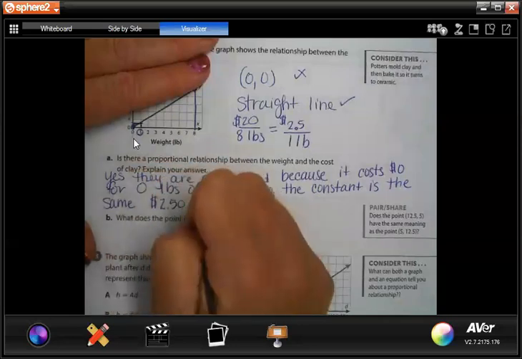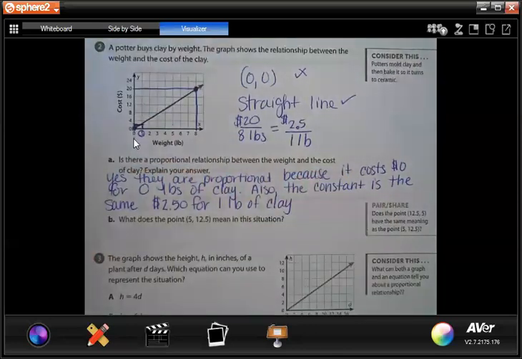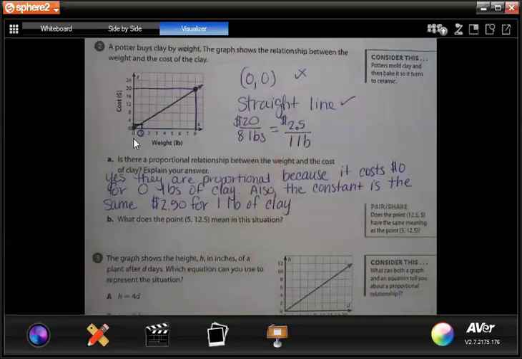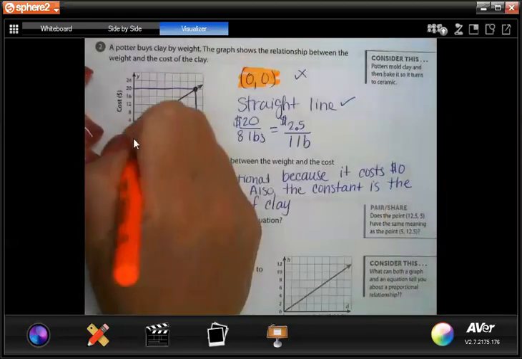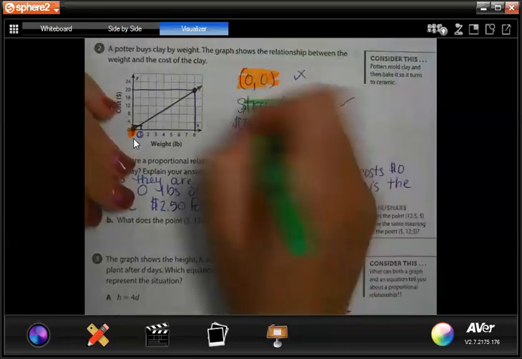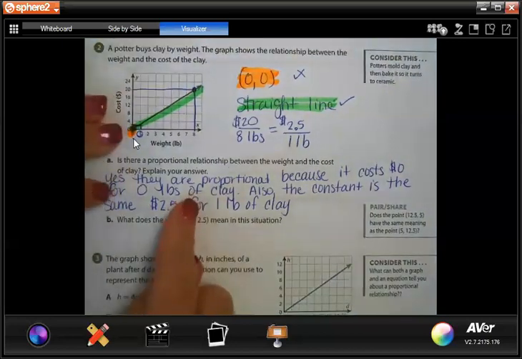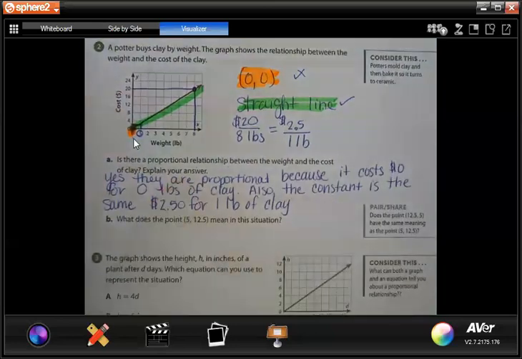$2.50 for 1 pound of clay. Okay. All righty. So this is my quick check, right? To see if they're proportional by looking at 0, 0 and seeing if it's a straight line. That's my quick check. But then I go way more in depth in explaining what 0, 0 really means. Okay, why it's a straight line.